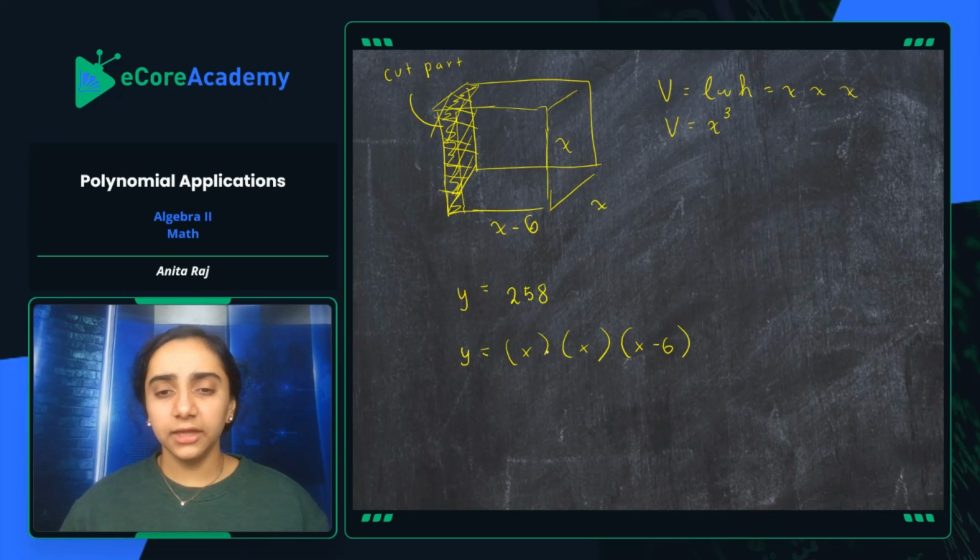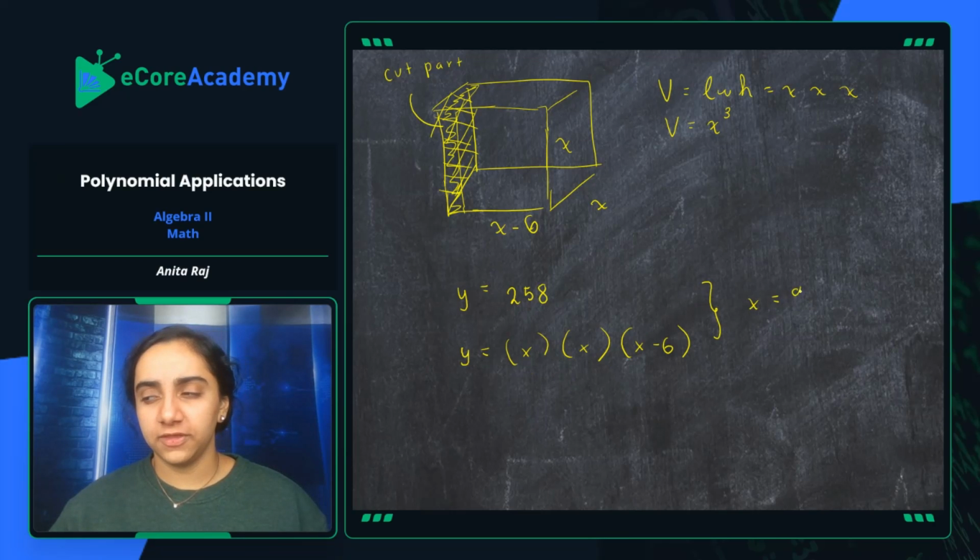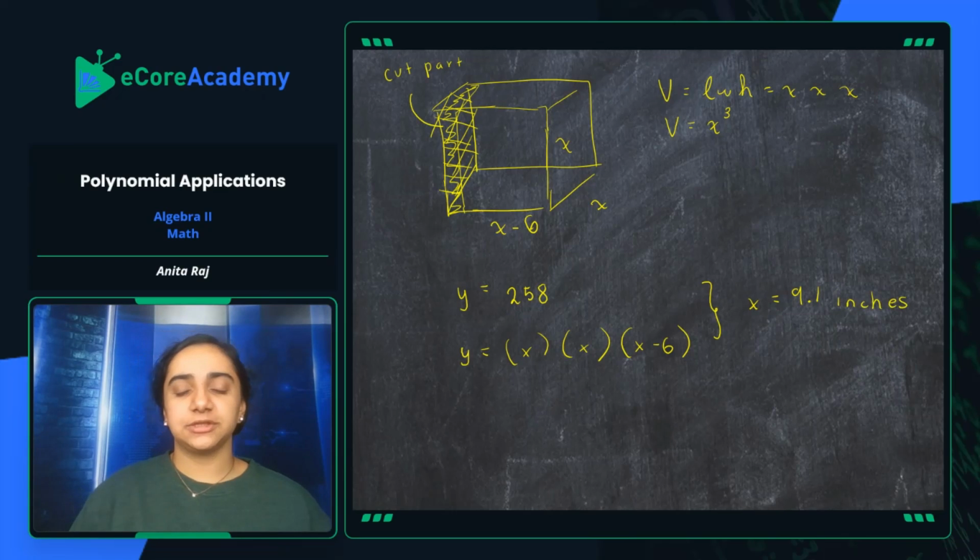If you plug these both into a calculator and find where they intersect, you will find that x, which was the length of the original cube, the side length, is 9.1 inches. It looks like 91, sorry, that's 9.1 inches, and that is your answer. So that's how you would solve this problem.